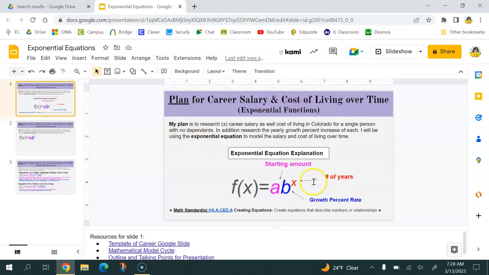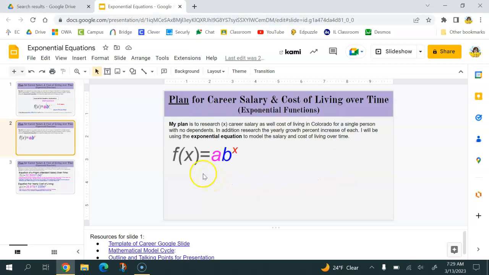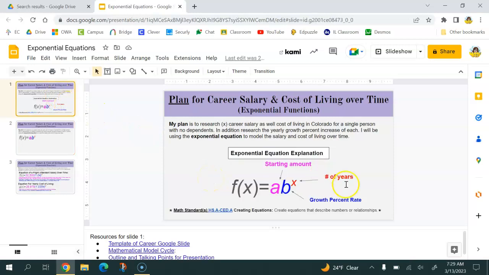Okay. Now we want to take a look at the information that's included here, but we're going to be getting rid of a lot of the stuff on this slide and putting in our own information. This is an exponential equation, and we're going to be using this twice, actually: once for our career salary and once for the yearly inflation cost of living.